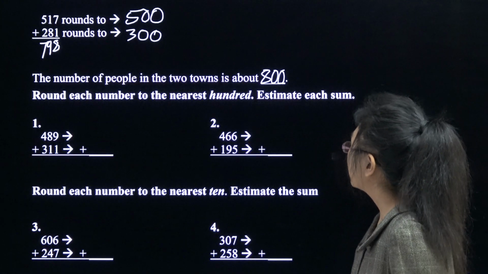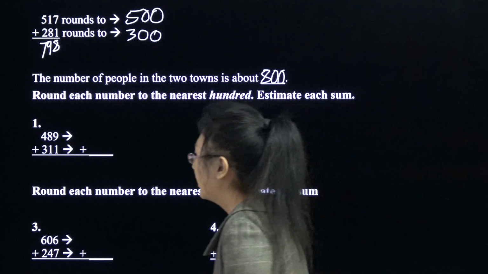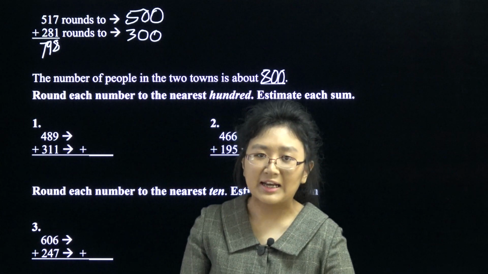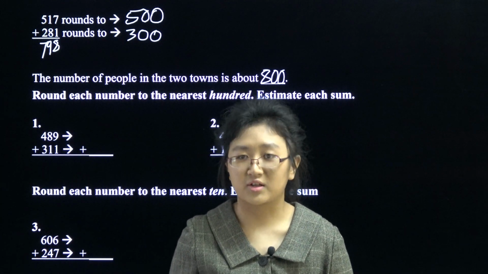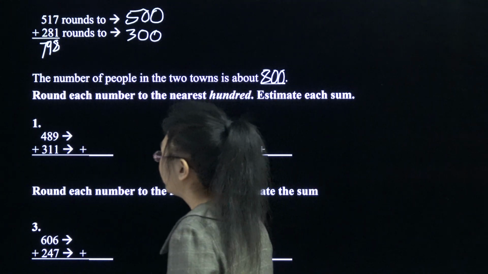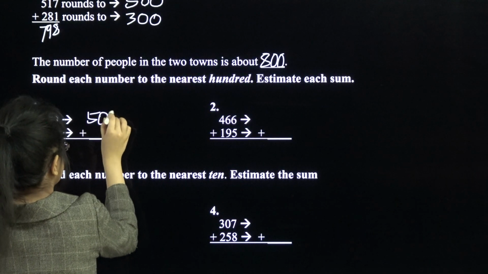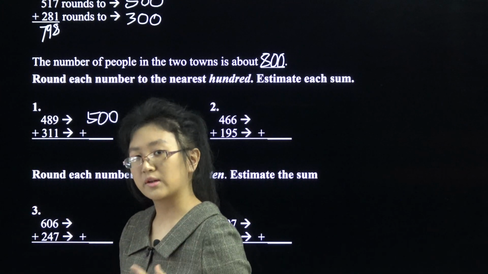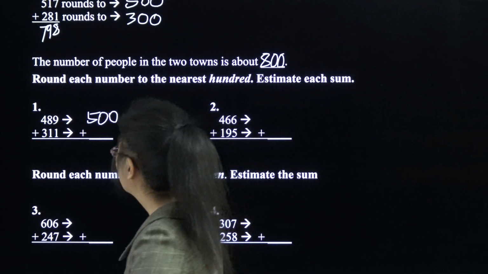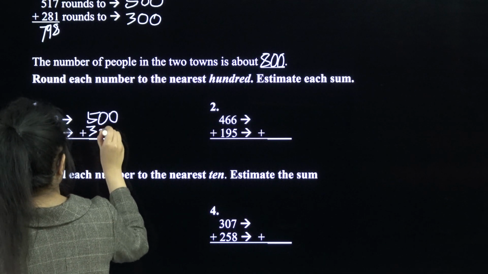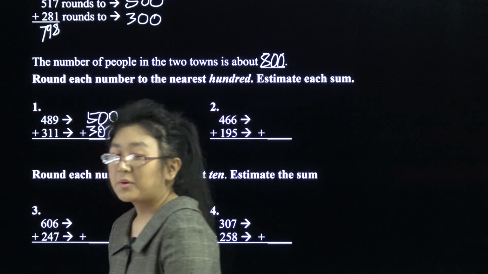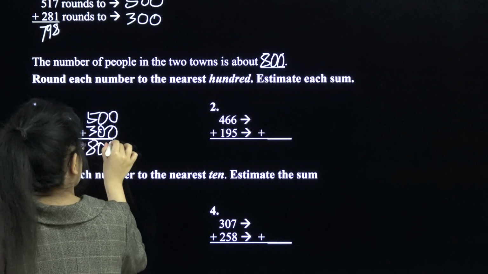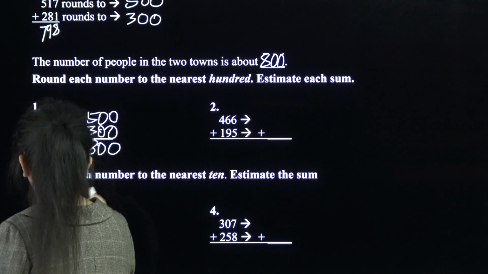Round each number to the nearest hundred. Estimate the sum. Nearest hundred. 489. Is 89 closer to 100 or 0? It's closer to 100. So we round up. 500. Now 311. Is 11 closer to 100 or 0? It's closer to 0. So we round down. 300. Now we all know by this point that 500 plus 300 equals, well, 800. The estimated sum would be 800.